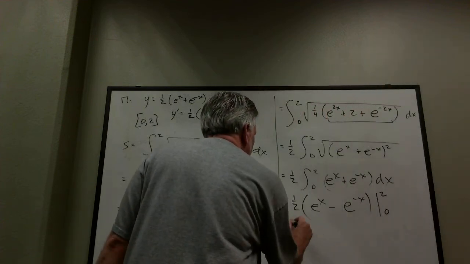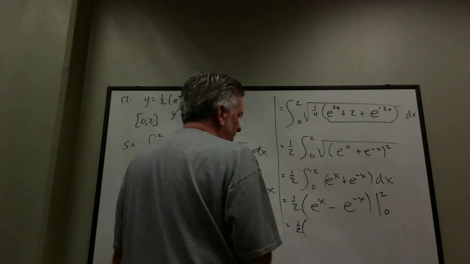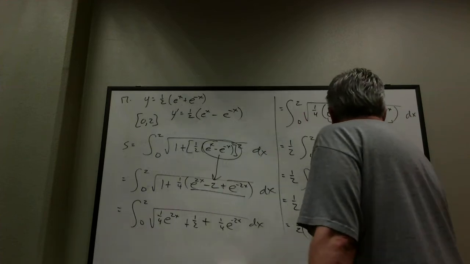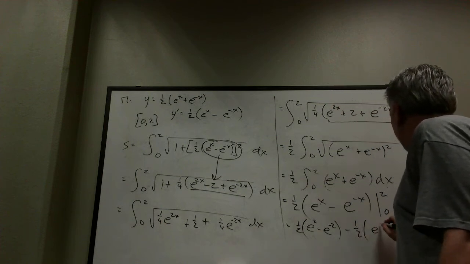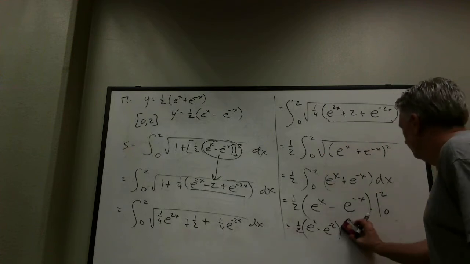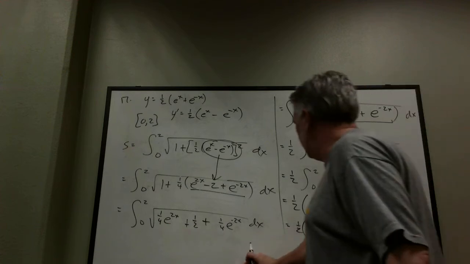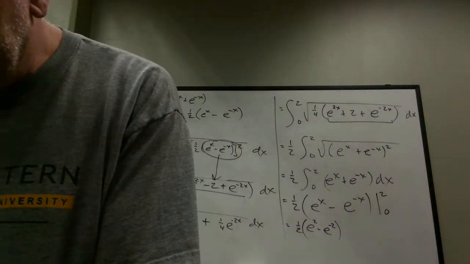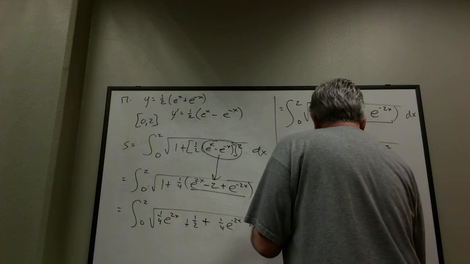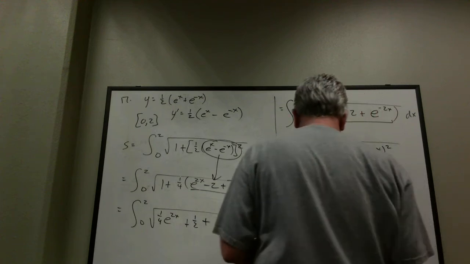Okay, and so when we plug in 2, we get e squared minus e to the minus 2, minus 1/2 e to the 0 minus e to the 0. Okay, that's just going to be 0. So I don't need that. And so there you go. And that turned out to be about 3.627.